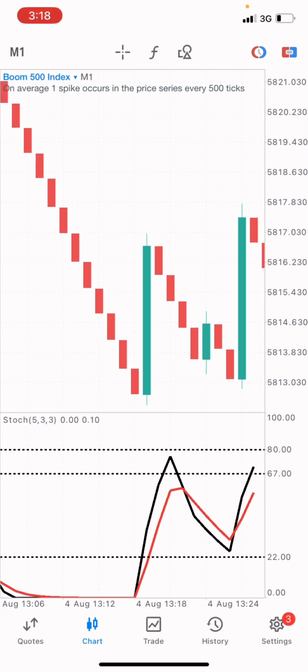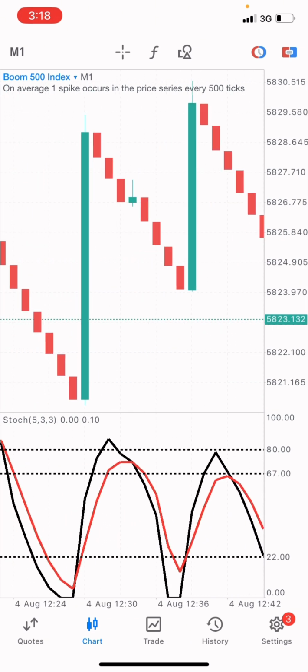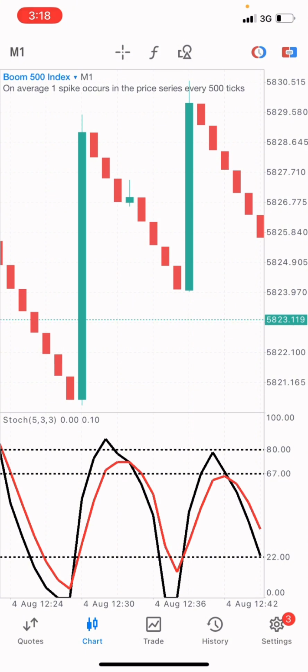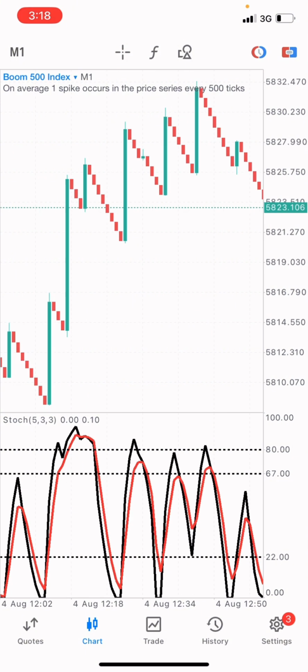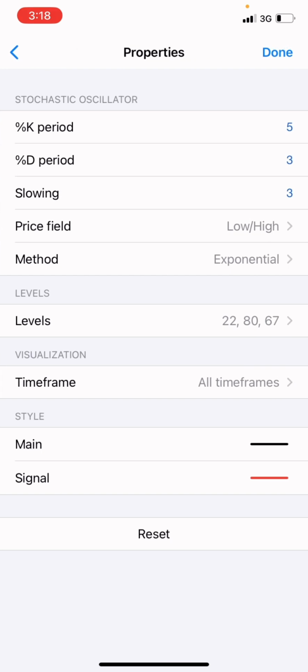So guys, in this video I'm going to show you another strategy on how you can catch spikes on the Boom 500 Index market. Okay, now we're going to be using the stochastic oscillator. So right now I have the stochastic oscillator on my chart, so I'm going to show you the parameters and the setup for the stochastic oscillator.